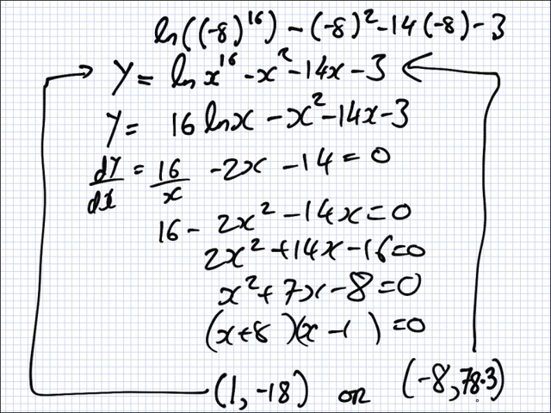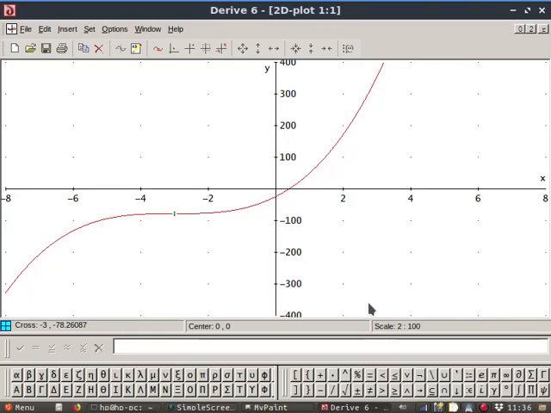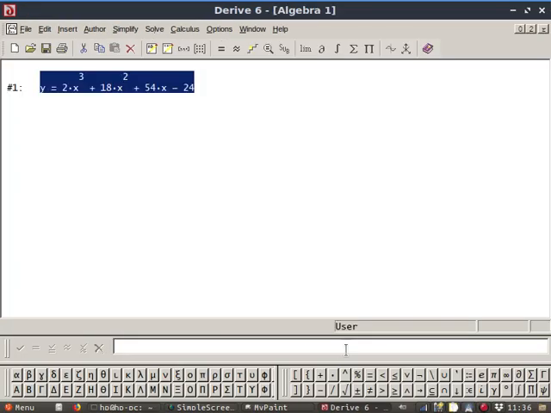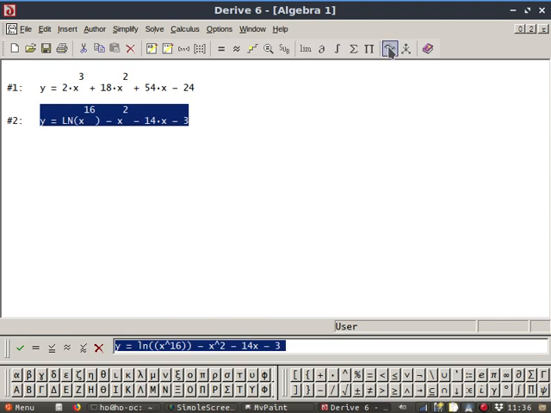Can I go to the graph? Yeah. So let's have a look at what this looks like. What was it? Y equals log x to the power 16, minus x squared minus 13x minus 3. Like that? Okay.